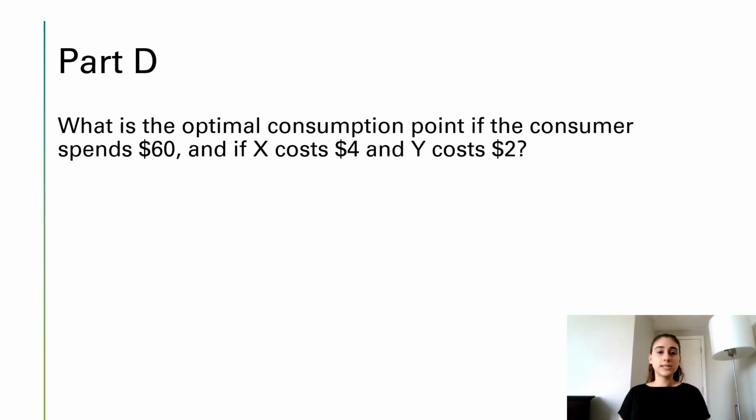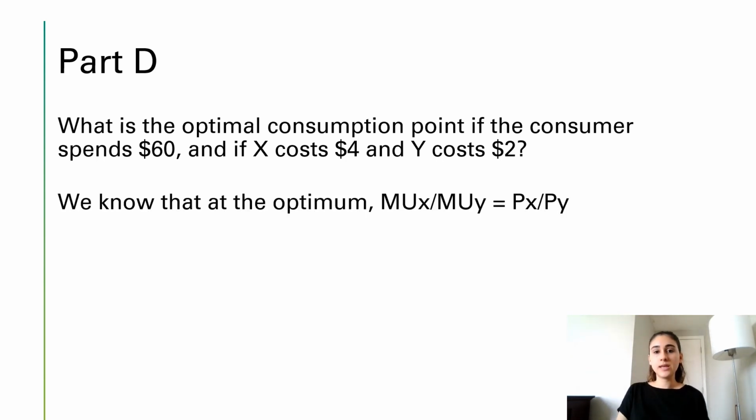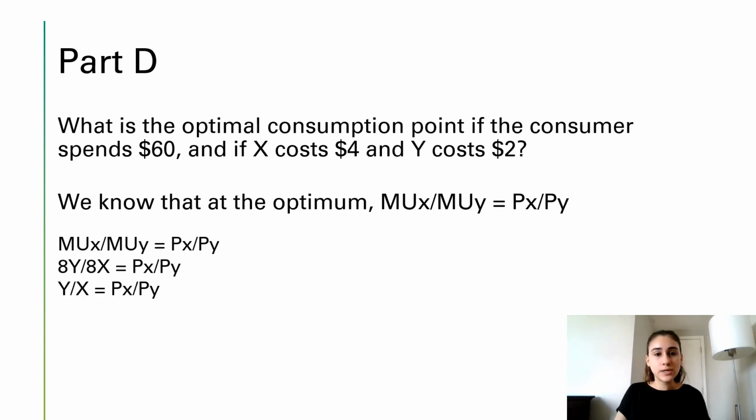Lastly, we have Part D. Part D asks, what is the optimal consumption point if the consumer spends $60 and if X costs 4 and Y costs 2? Remember, the equation to find utility maximization is this. The ratio of marginal utilities must equal the ratio of prices. Earlier, we calculated the marginal utility of X and the marginal utility of Y. We found them to be 8Y and 8X.